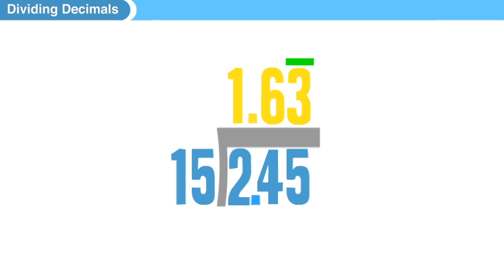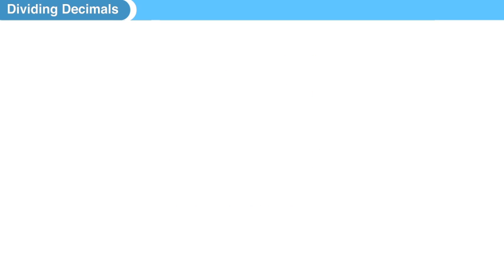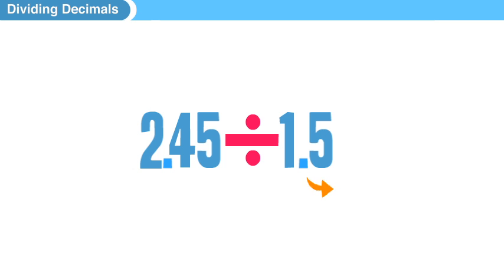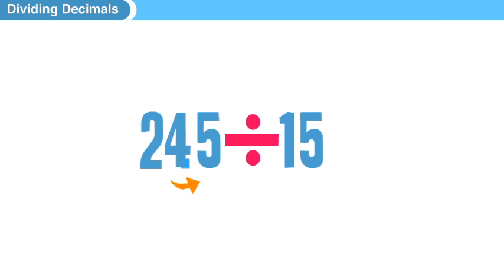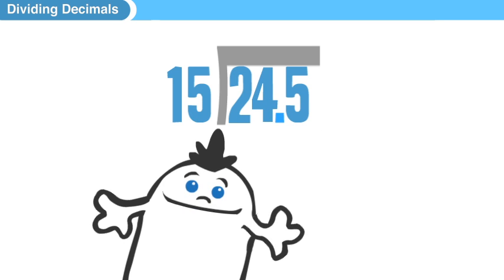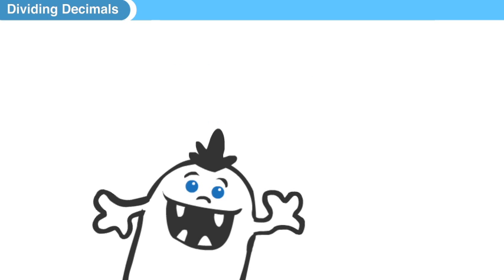And that's it. That's how you divide decimals. You just move the decimal in the divisor enough times to get an integer, and then move the decimal the same number of times in the dividend, and then do long division the way you normally do it. And that, my friends, is how you divide decimals.